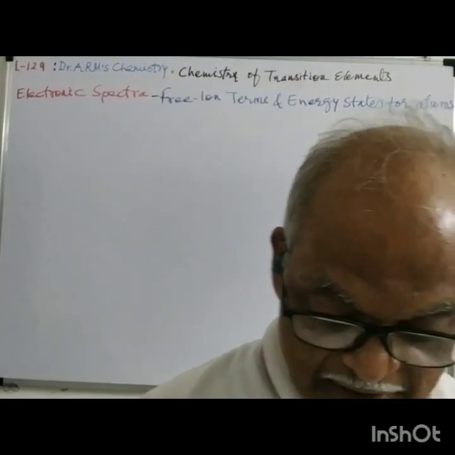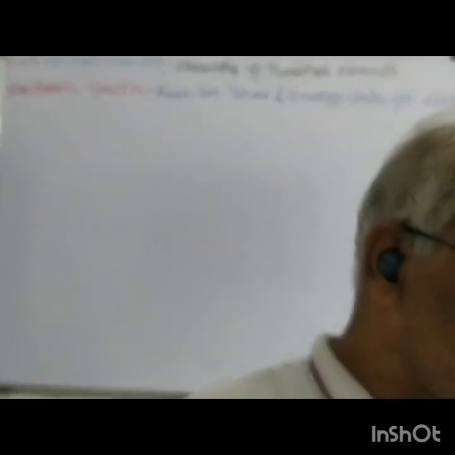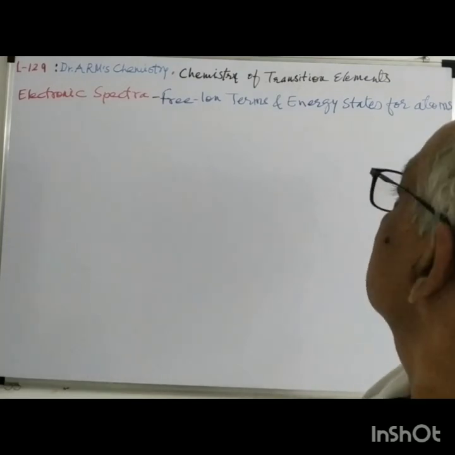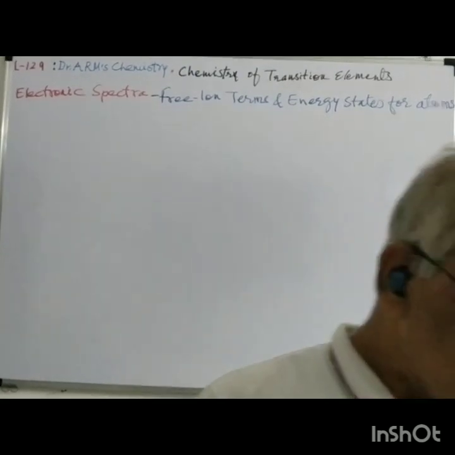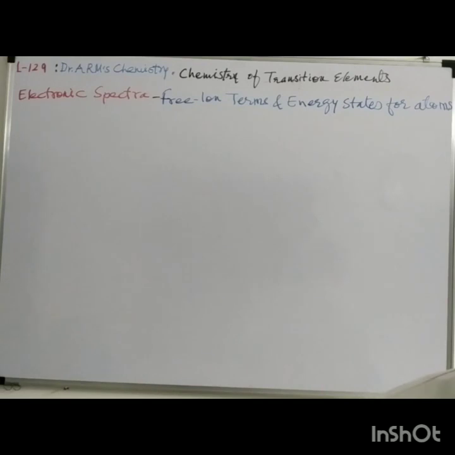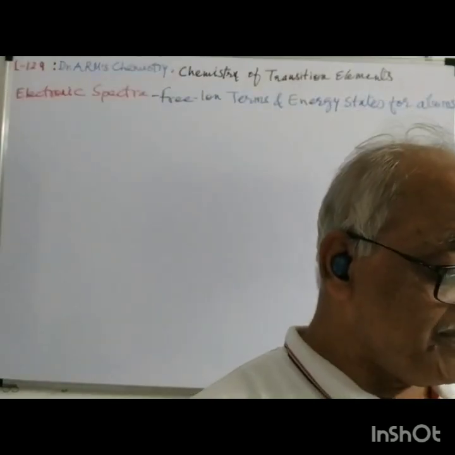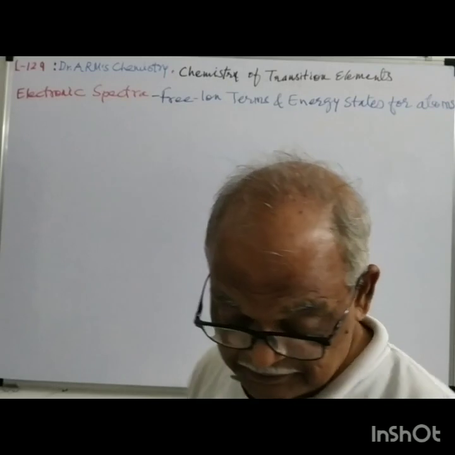Friends, we were discussing the term and term symbols, and today we will see the term symbols or free ion terms and energy states of atoms. Last time we have seen what the free ion terms are and how to find these free ion terms for various configurations, that is d1, d2, d3, etc. And we will summarize these free ion terms for various configurations.